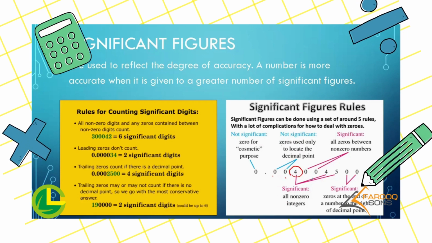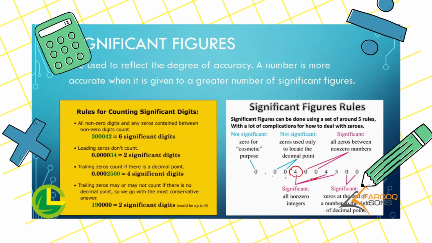After that, there are 2 zeros in the middle. Again, they are also significant because they're between 2 non-zero digits. The last two zeros are also significant because it is a decimal number. If it had been a whole number, then the last two zeros might or might not have been significant according to the accuracy required. All right.